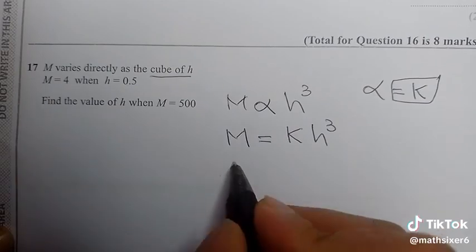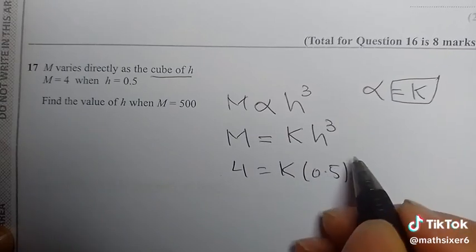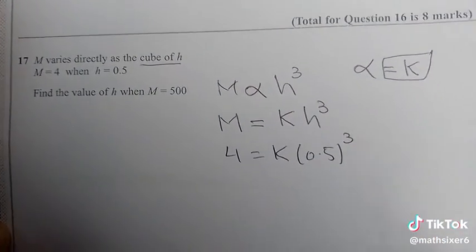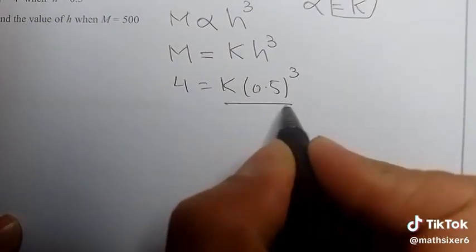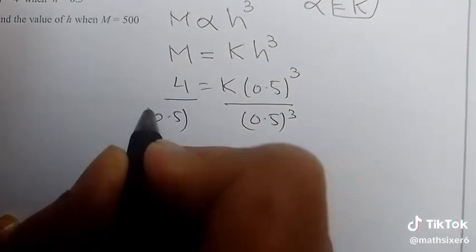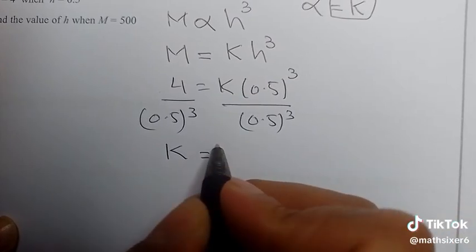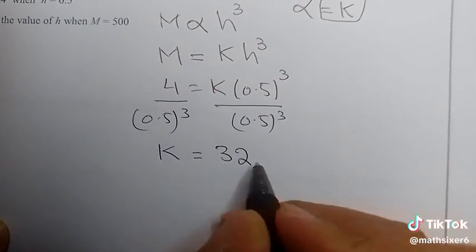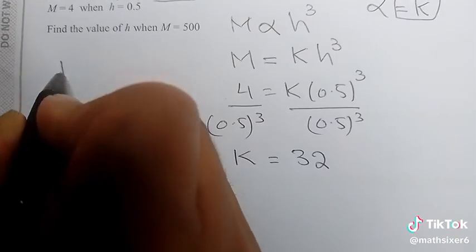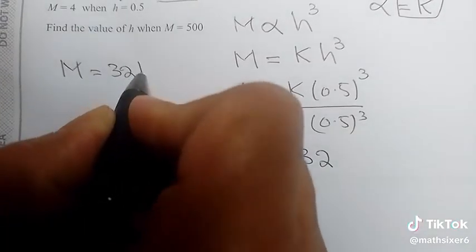When m is equal to 4, h is 0.5. So how are you going to find the k value? We're going to divide both sides by 0.5 cubed. If you use your calculator, we'll get the k value as 32. So now we know the k value, which is 32. We're going to substitute it in this formula again. So m is equal to 32 h cubed.